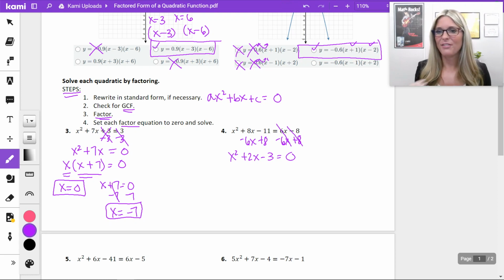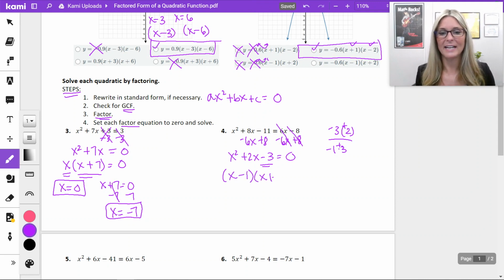Is there a GCF? There is not. We're ready to factor. Leading coefficient here is a 1, so I can just consider the factors of negative 3 that would add up to a 2, making some scratch notes over here. Our only option is 1 and 3. To make it add up to a positive 2, I'm going to make that larger number the positive. So we have negative 1 and positive 3. My factored form being x minus 1 and x plus 3 is equal to 0.